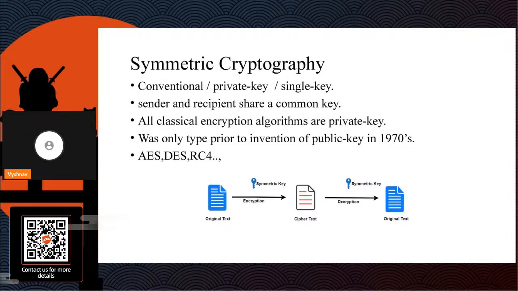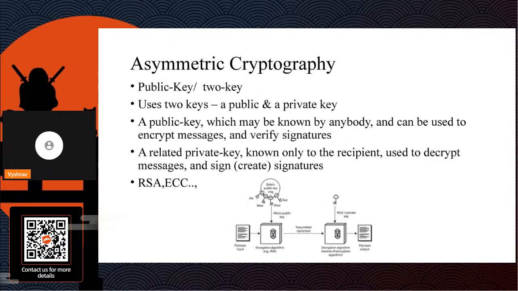Here, keys are generated using random number generators or pseudo-random number generators. And the key is distributed using various key distribution technologies like public announcement, publicly available directory, public key authority, etc. All classical encryption algorithms are private key. Nowadays, we use symmetric key algorithms like AES, DES, RC4, etc.